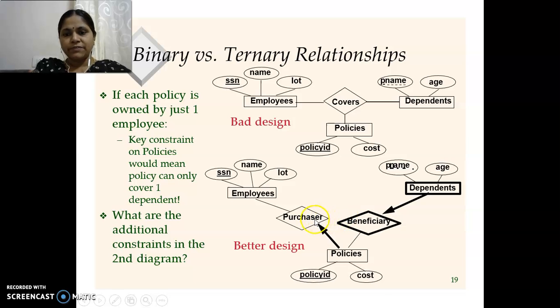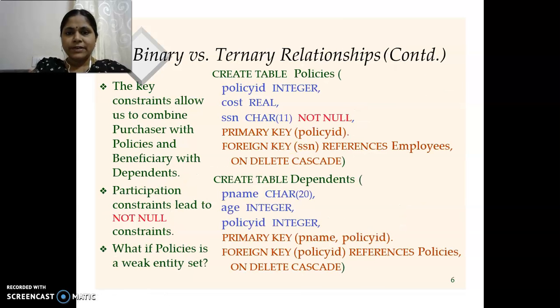relationships here. There are two types of relationships here: purchaser and beneficiary. Here we have only one relationship. We may sometimes need to use ternary relationships like purchaser and beneficiary in this diagram. So in this diagram, we can observe that employees and policies are related, maintaining a relationship with purchaser, and policies and dependents are given by relationship beneficiary. This is a better design when compared to this type of design. In this way, the binary relationships are converted sometimes into ternary relationships.